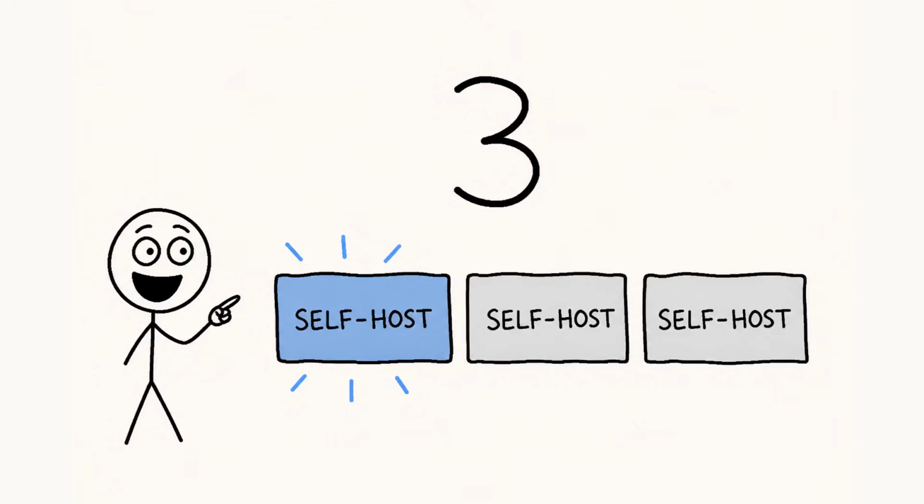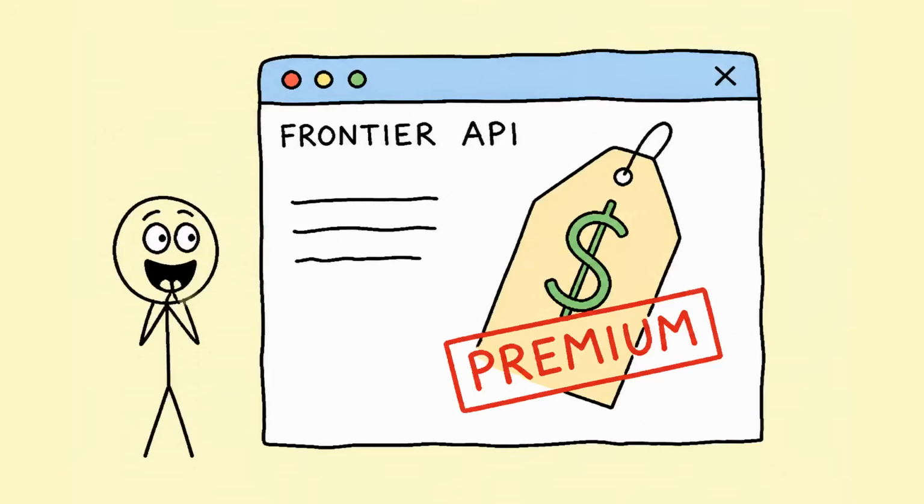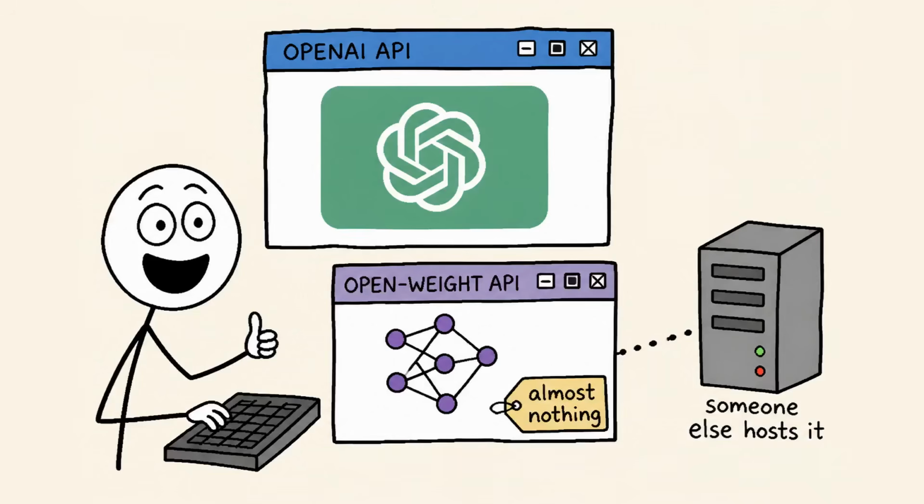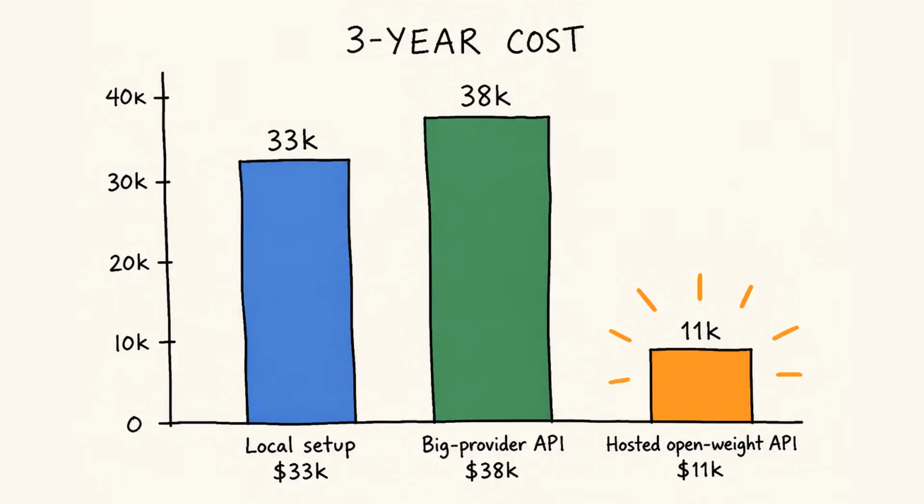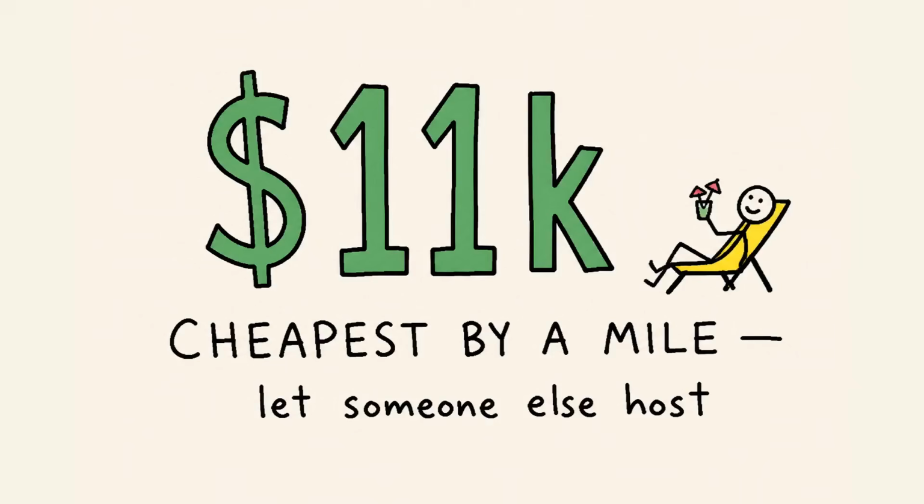Now here's where it gets interesting, and where the simple story kind of falls apart. There aren't two options, there's three. You can self-host, you can pay a premium frontier API, or you can call a commodity open weight API, where someone else hosts an open model and just rents it to you for almost nothing. There was this one 36-month comparison for a medium-sized team, and it laid this out really cleanly. The local consumer setup landed around $33,000 over 3 years. The big provider API came in higher, around $38,000, but the hosted open weight API, around $11,000. So the cheapest option by a mile was just letting someone else host a cheap open model.